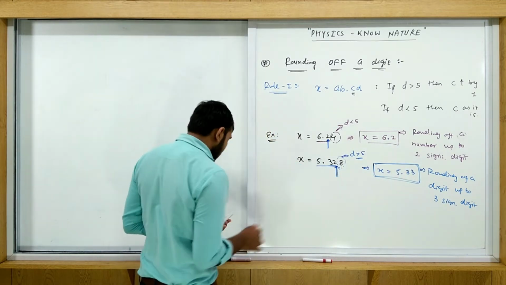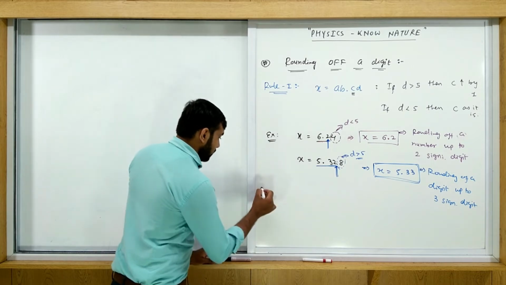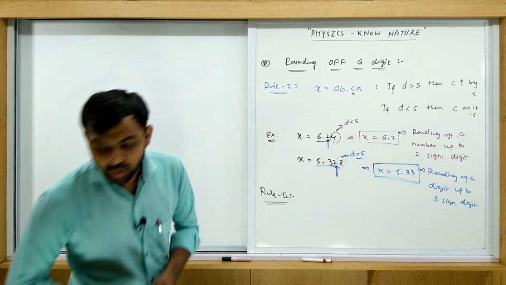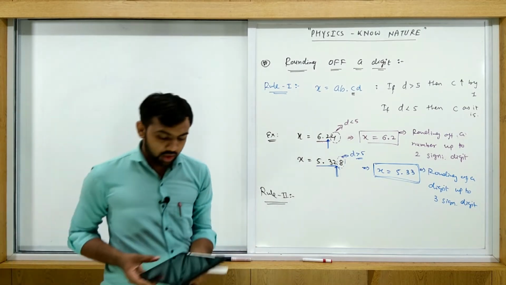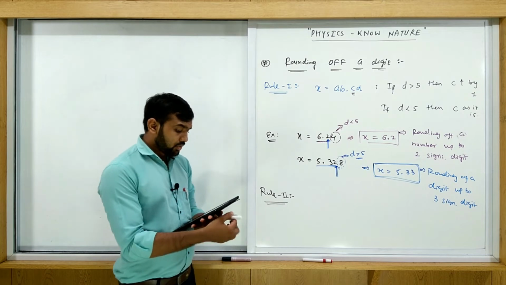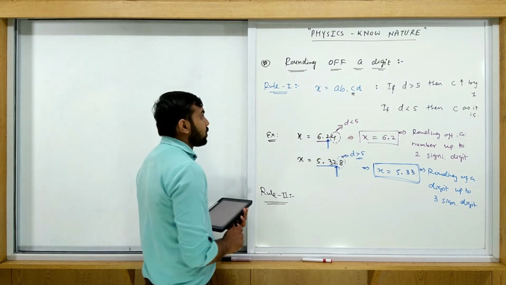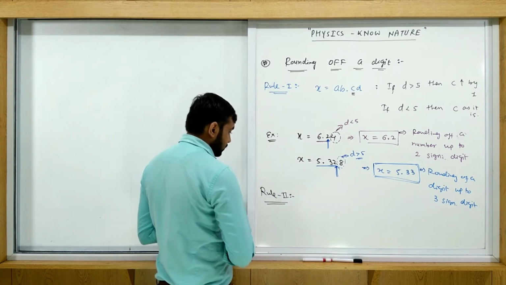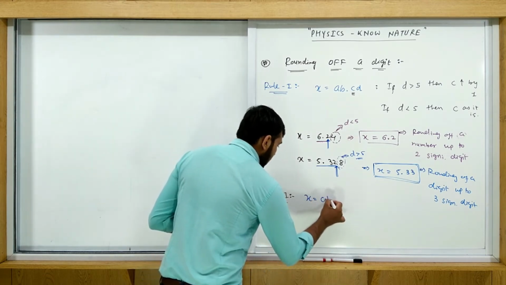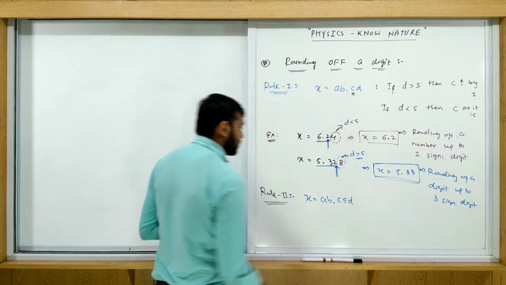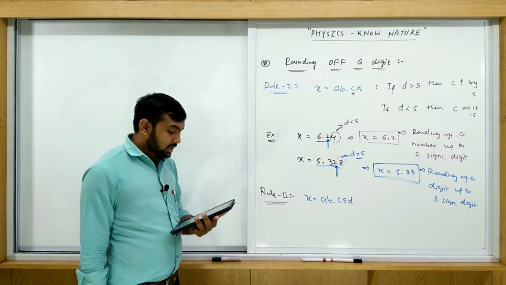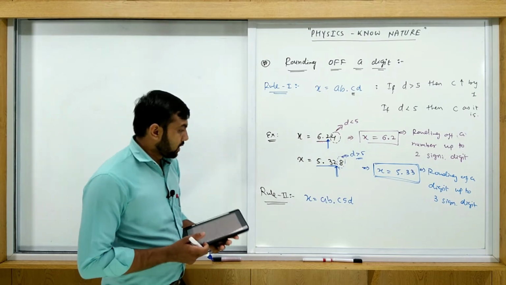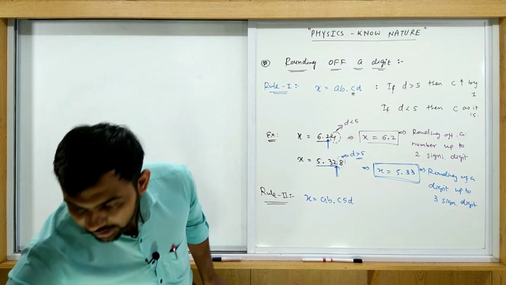Now we come to the second rule. Write down rule number 2. All of you must write the second rule. What is the second rule? Write down: if x is equal to AB dot C5D.